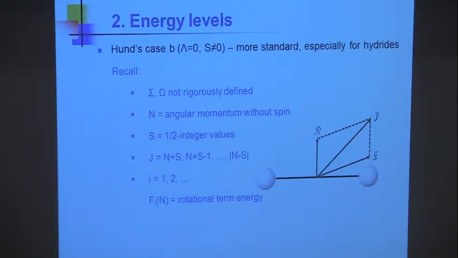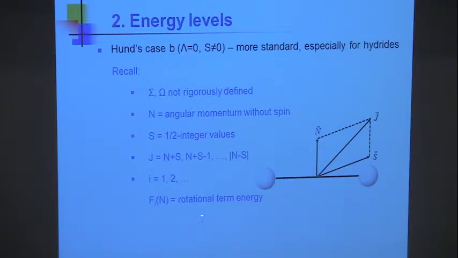Now what we have is a case where because lambda is 0, that means that the sigma and the omega are not rigorously defined. That's this model right here. So there's no more omega out here. So we have now this case where J is N plus a half and N minus a half. There's 2 values of J for a given N. We call that subscript 1 and subscript 2. So F1, J is N plus a half. F2 is J equals N minus a half.